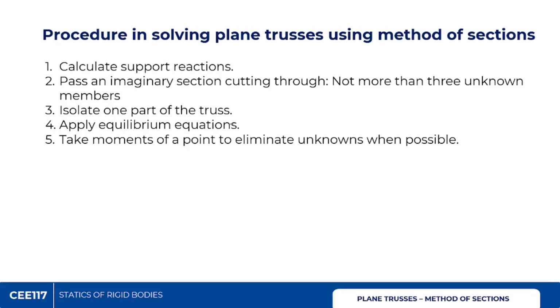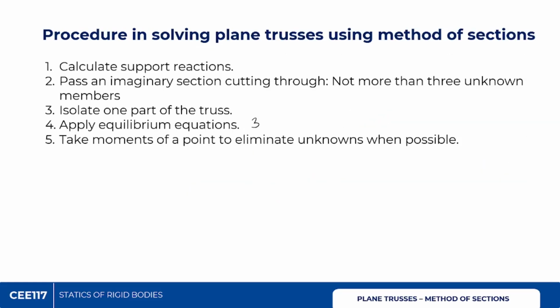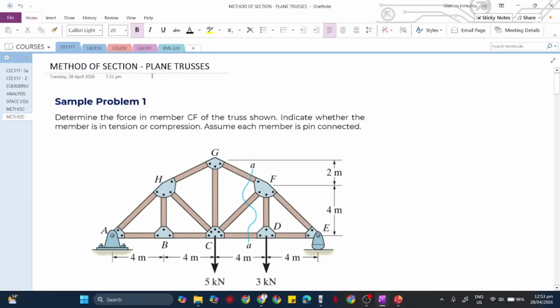Then apply the three equilibrium equations, and take moments about a point to eliminate unknowns when possible. So most of the time in the method of sections, the moment is what we will use, the summation of moment at a certain point. Okay? So let's start solving some problems.